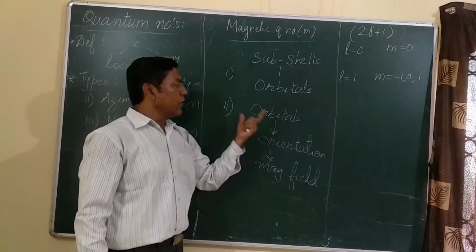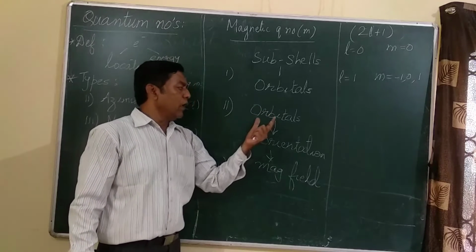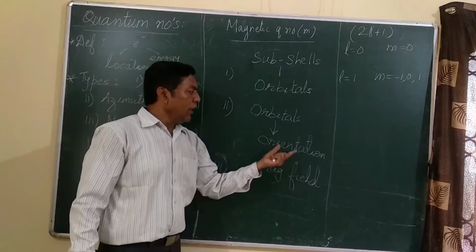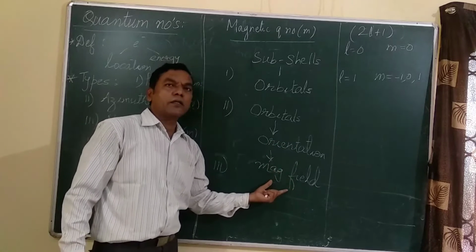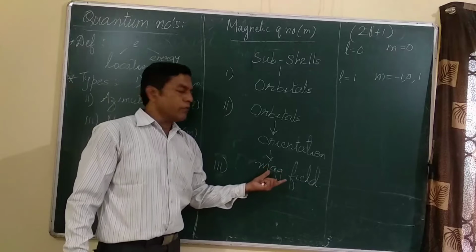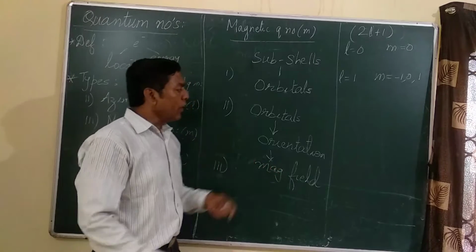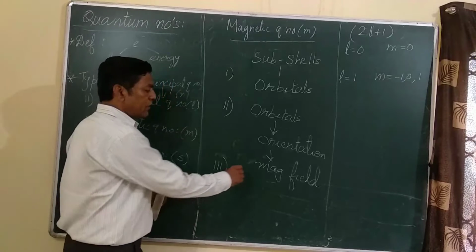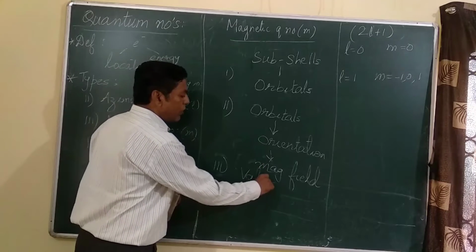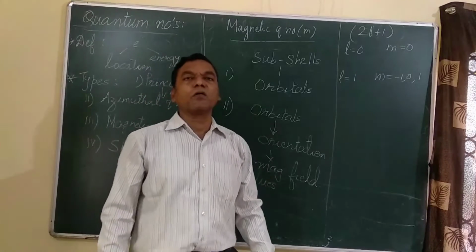Number two, we are talking about the orbitals here and how these orbitals have their orientation, and the orientation of them is under the effect of the magnetic field, or in other words, under the influence of the magnetic field. And the third point that we have to discuss here is regarding the values of them. What may be the possible values of this magnetic quantum number?